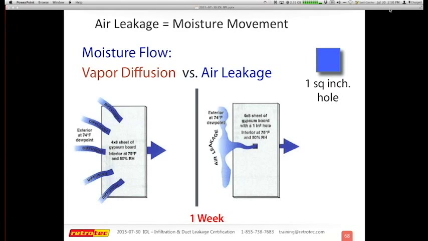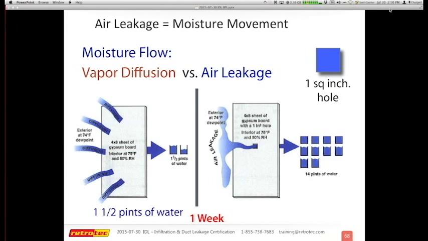In 1 week, we end up with 1.5 pints of water just diffusing through the drywall itself. And on the right, we have 14 pints. So the point is that the air leakage that happens is a significant issue in our house. Not only is it moving hot air or cold air throughout the house, but it also brings moisture, which is a huge latent load that makes us very uncomfortable or makes our systems work much harder. So again, this is a very significant illustration of that.